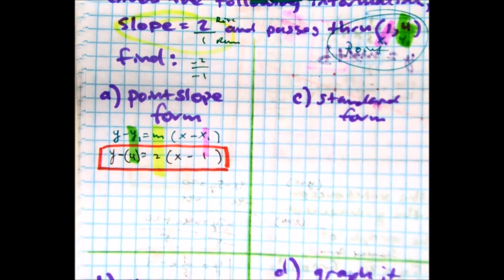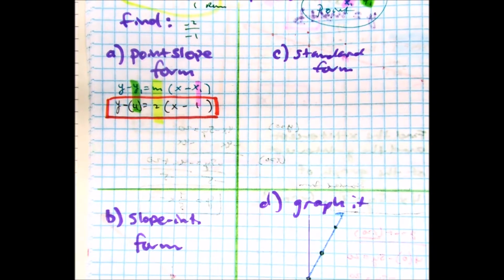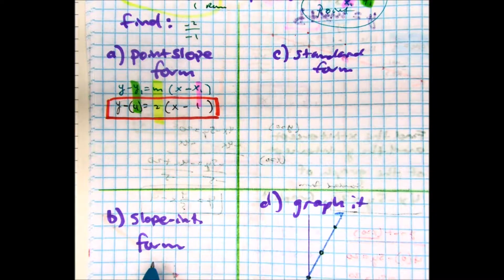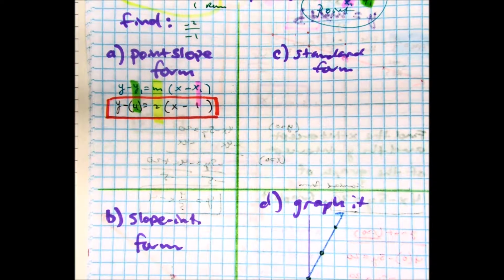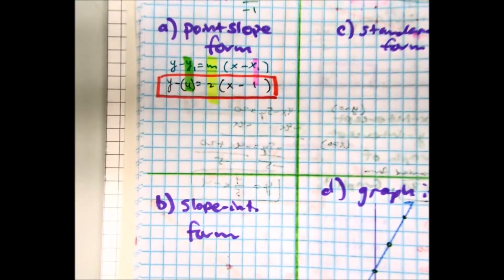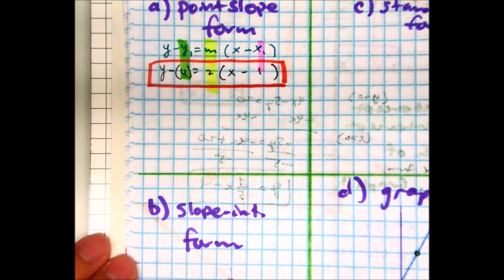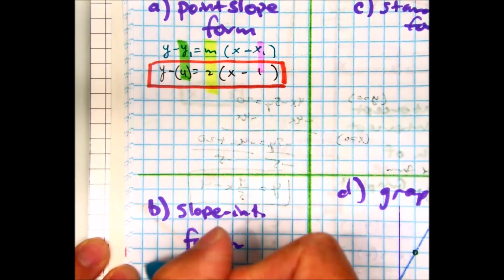Now if I want to go to other forms, then I would distribute. So if I want to get to slope-intercept form, Kevin, what do we know about slope-intercept form? It's easy to graph, okay? What else? Okay, we're trying to get that. What does it look like compared to the other forms? It's just the y. Let's get just the y by itself.